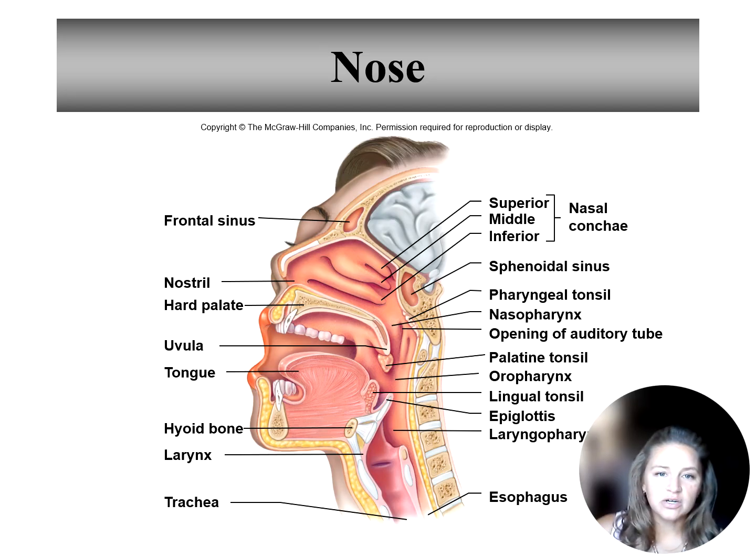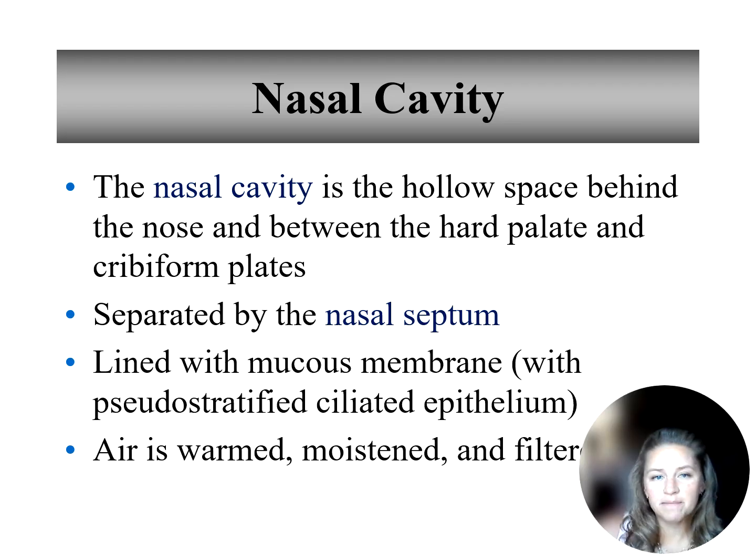So starting with the nose, you have the frontal sinuses, you have the pharyngeal tonsils up here, which are usually referred to as adenoids, and then you have the structures of the mouth, the structures of the throat. The nasal cavity is the hollow space behind the nose between the hard palate and the cribriform plates. It's separated by the nasal septum.